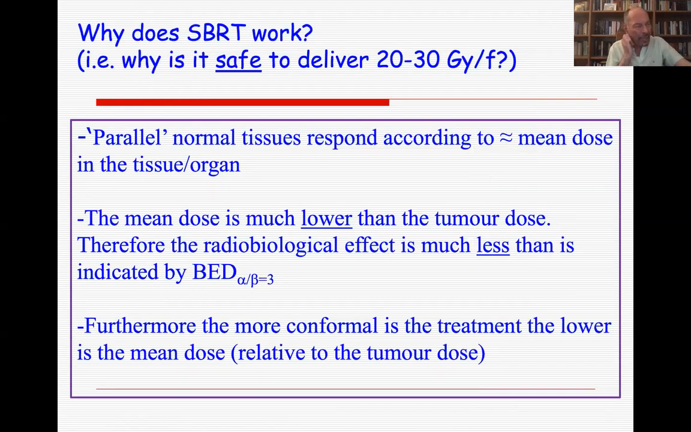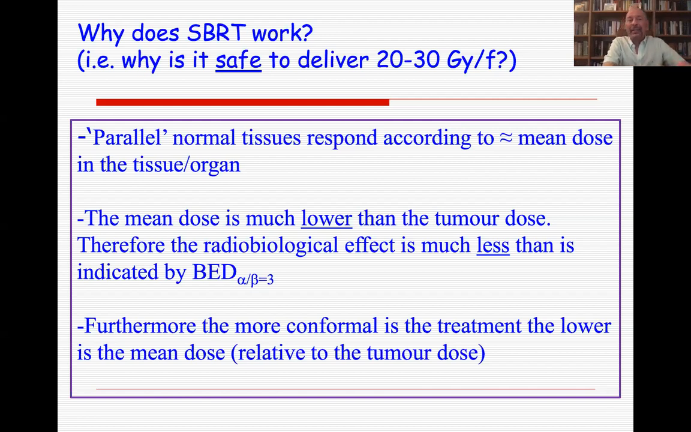Now, we discussed a lot. We said, why should this work? We saw when we defined the BED that if you increase the number of fractions, the BED at the same TCP decreases. So you say, why do we want to use SBRT, and why is it safe to deliver 20, 30 gray per fraction? Because this is the problem. Even if you have the same alpha beta for the tumor and for the normal tissue, you see there is no advantage in fractionation. Still, how can you give 20, 30 gray in one fraction? The dose to normal tissue will be too high.